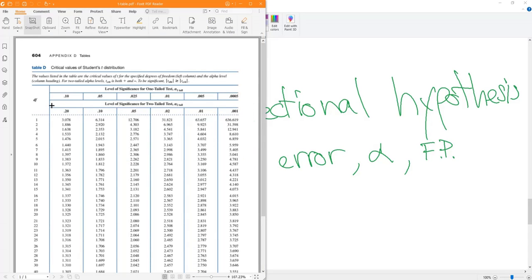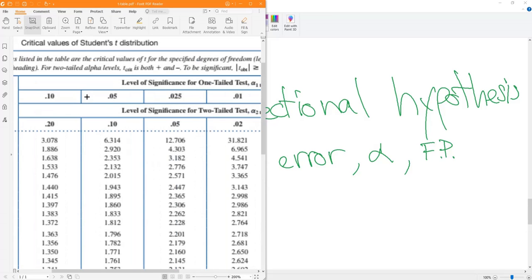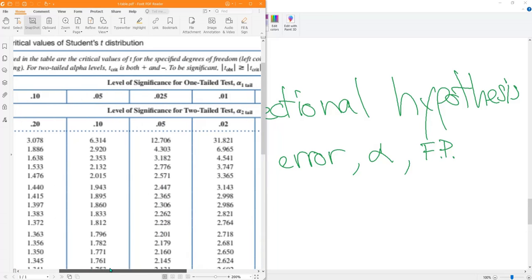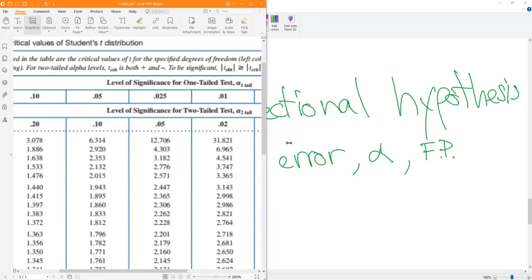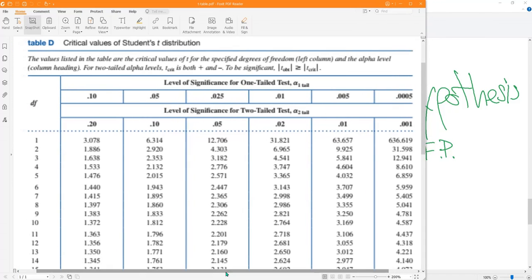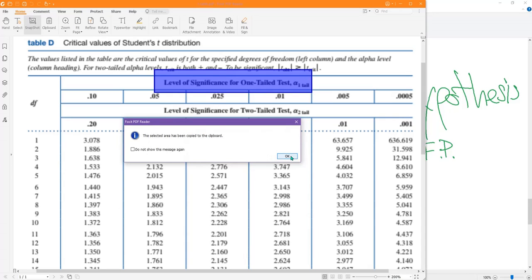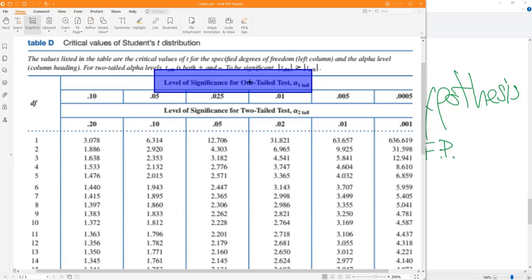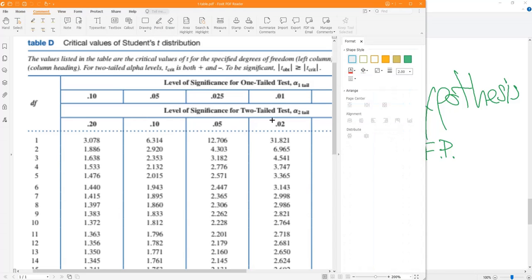Let me just zoom in. I have this table from a textbook that we were using at one point during data analysis courses, and I just keep using it. Essentially what we have here is a set of headings that tell you if you're using this for a one-tailed test versus a two-tailed test.